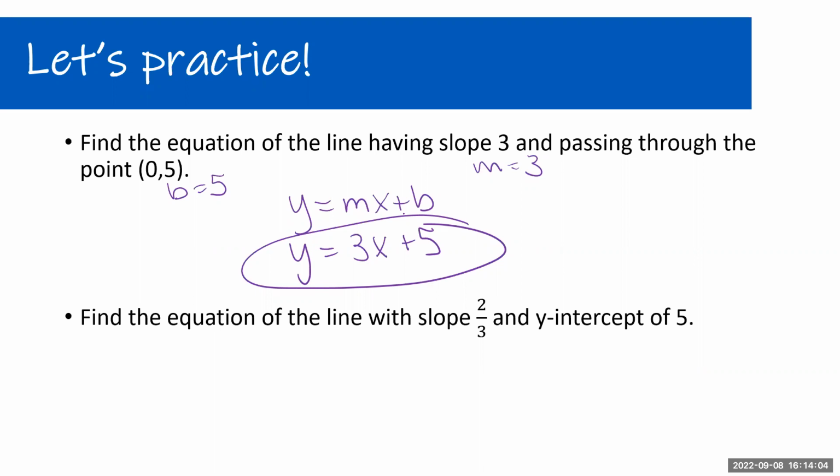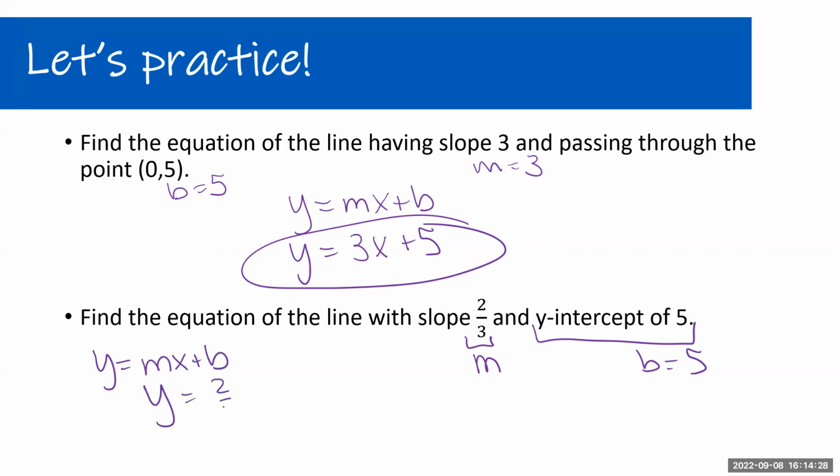What about the equation of the line with slope 2/3 and a y-intercept of 5? Well, this looks a little different than our last example, but it gives us all the same. It has a fraction, but we're not really working with it, so don't be afraid of it. m here is 2/3, and b here is going to be 5. So writing, just like before, y equals mx plus b, we're going to get y equals 2/3 x plus 5. That's it.